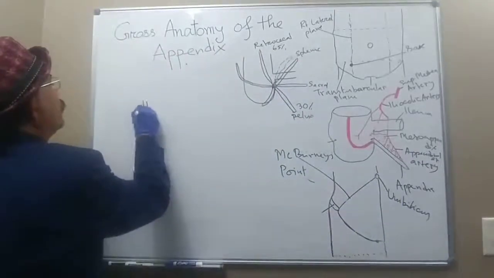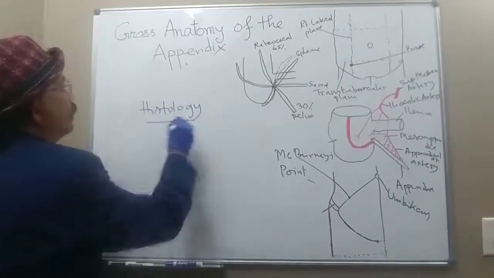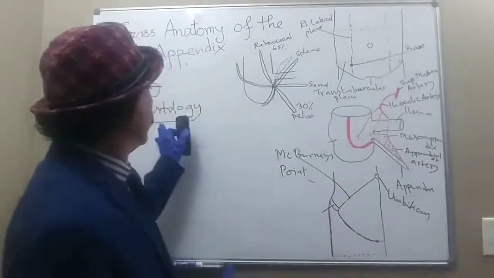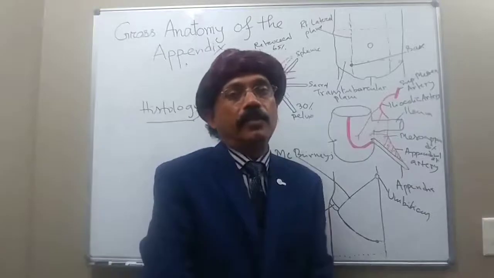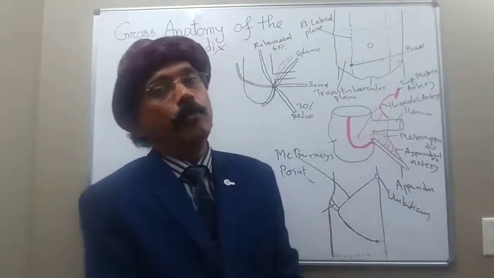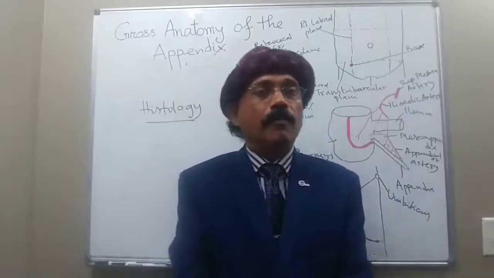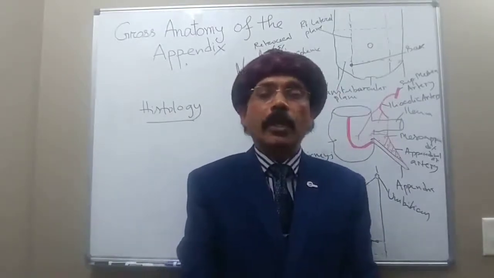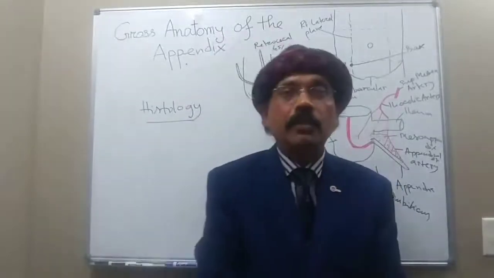Okay, we got McBurney's point, blood supply, nerve supply, lymphatic. Now a little bit of histology, will not go there. Just remember that the vermiform appendix has rich lymphatic nodules in the submucosa. That's why the vermiform appendix is also called the tonsil of the abdomen. That's all about the appendix.